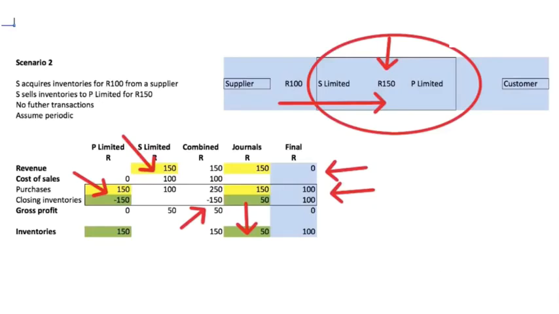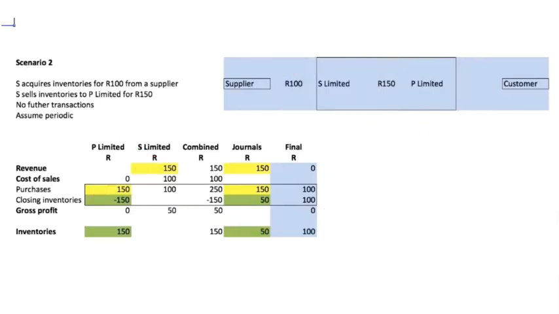Once this consolidation journal has been processed, your closing inventories are now reflected at the 100 rand to the group and in the statement of financial position, 100 rand. Is that what our scenario told us? Indeed it is. 100 rand was purchased and has not yet flowed through to a third party. Please take a moment now just to play this slide through in your head. Write it down on a piece of paper and make sure you understand it thoroughly before proceeding to the next scenario.